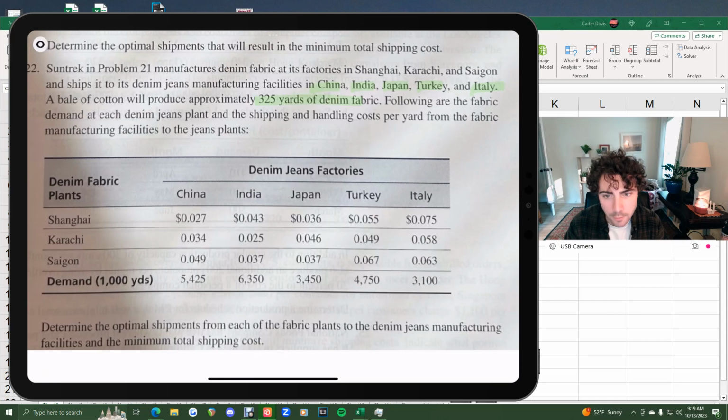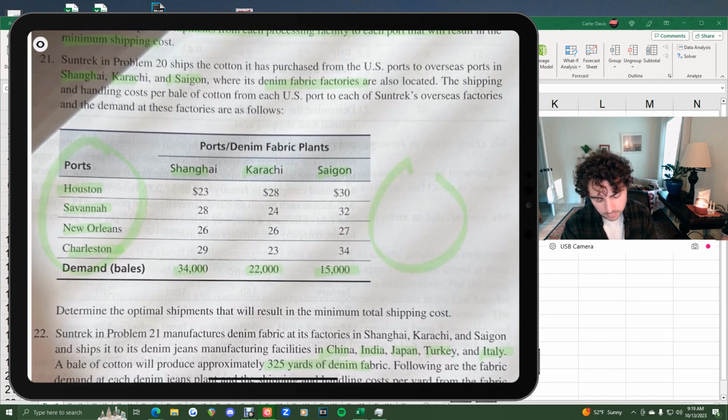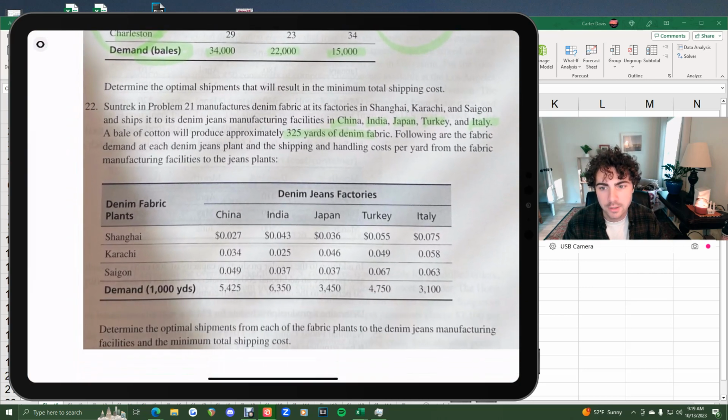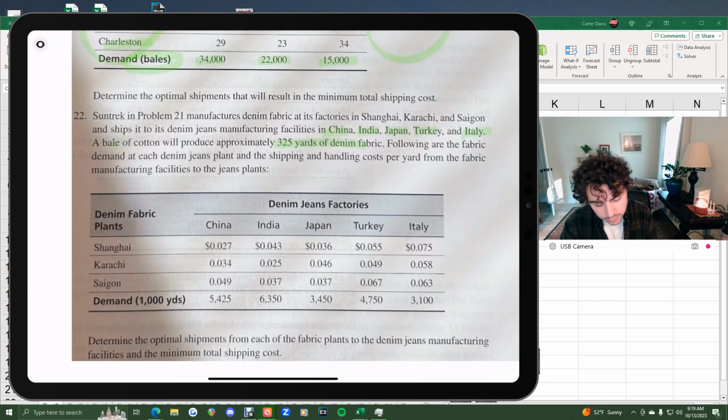Okay, so what's changed? All of a sudden they mention yards of fabric. In the last ones, we were talking about bales, bales of what? Denim? Yeah, bales of denim. Now they're talking about yards of denim, and so they give us the conversion. They say a bale of cotton will produce approximately 325 yards of denim fabric.